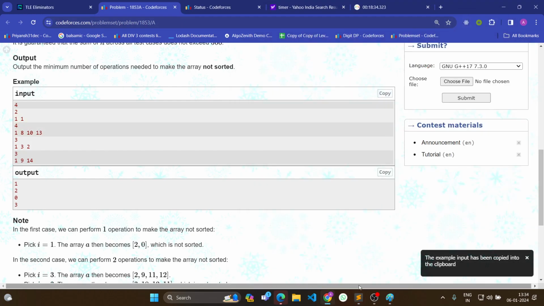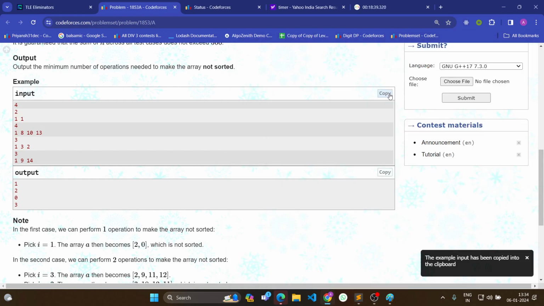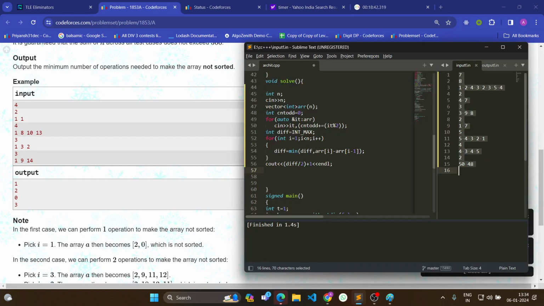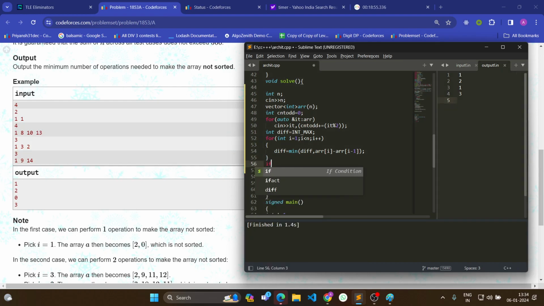And yeah, let me copy the test cases. Oh god. Okay. Array, again, if the difference is ever negative, answer is... Yeah, this should work now.